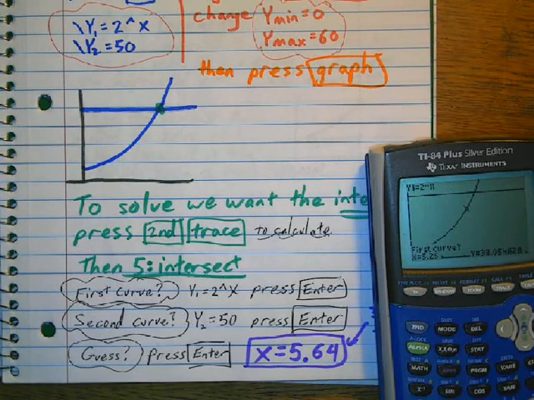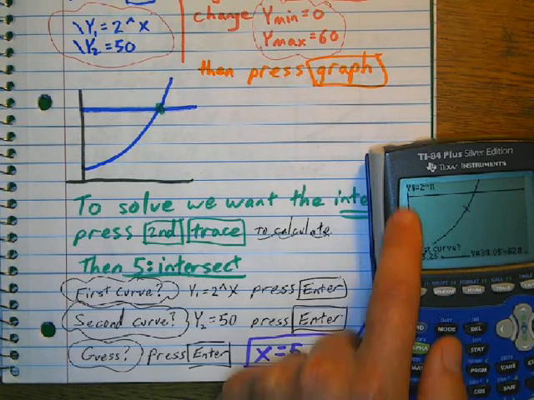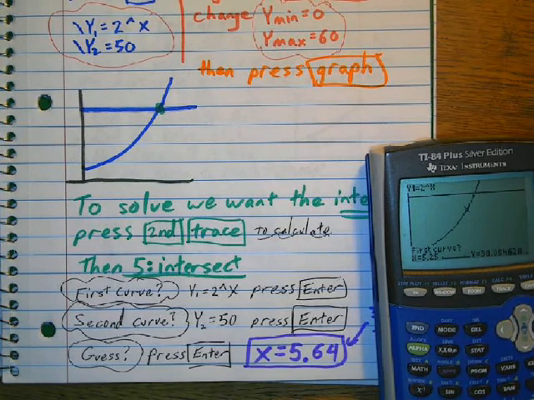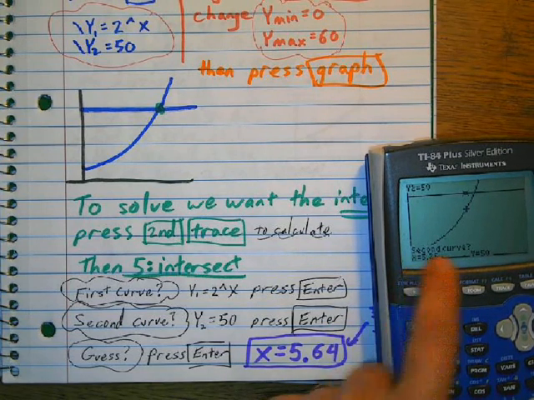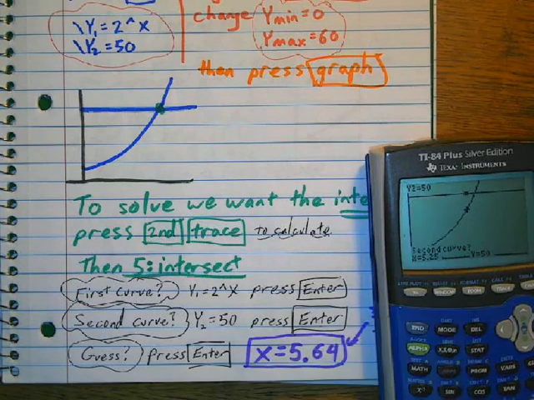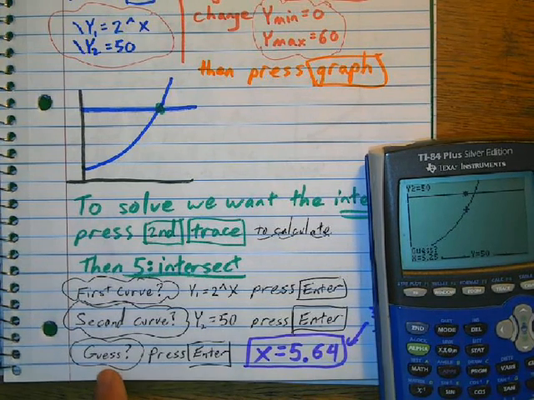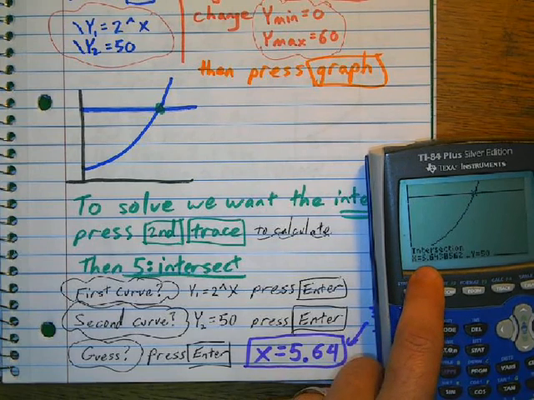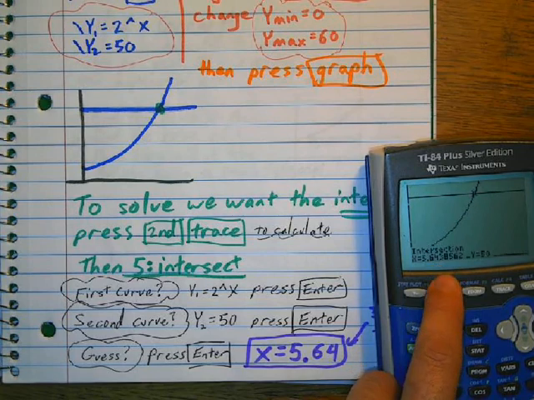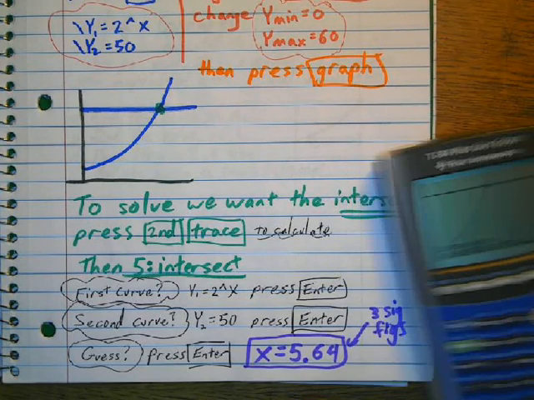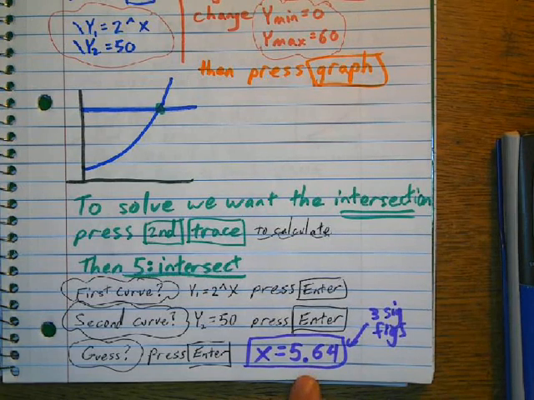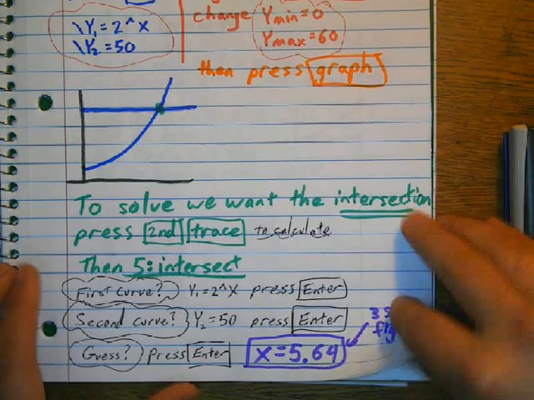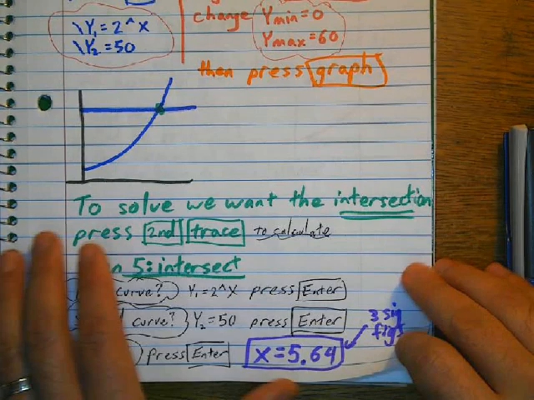Then it says first curve, and it has the first equation. I'm just going to hit enter. Then it says second curve, and it says y2 equals 50. I'm just going to hit enter. Then it's going to say guess, and I hit enter. Then it tells me my answer is 5.6438562. I'm just going to write it in 3 significant figures, 5.64. You're going to have a bunch of problems like this. It's not going to be that hard.